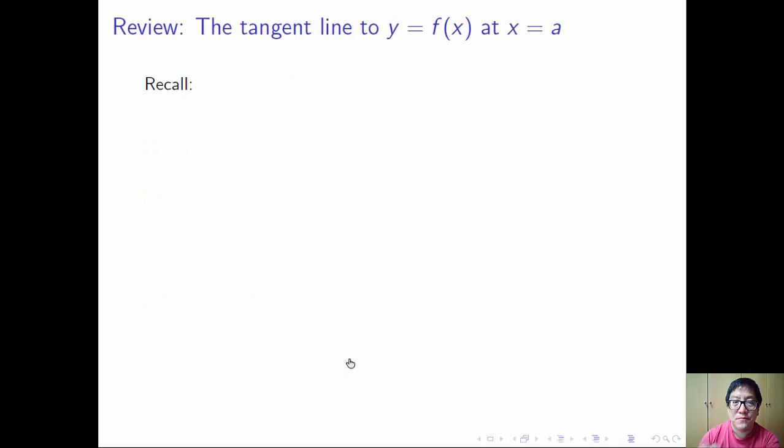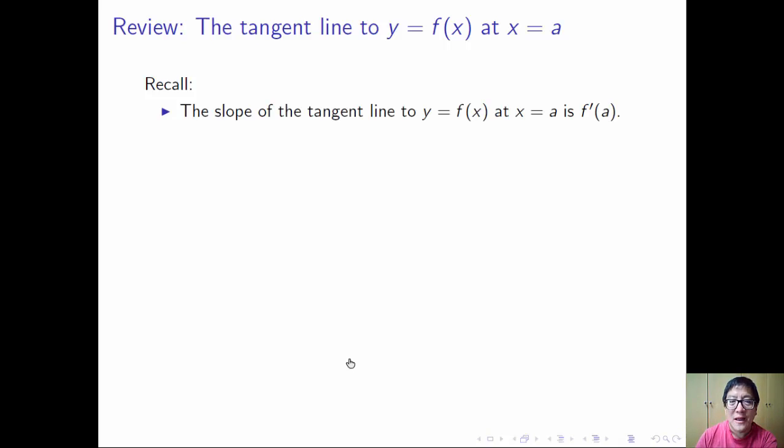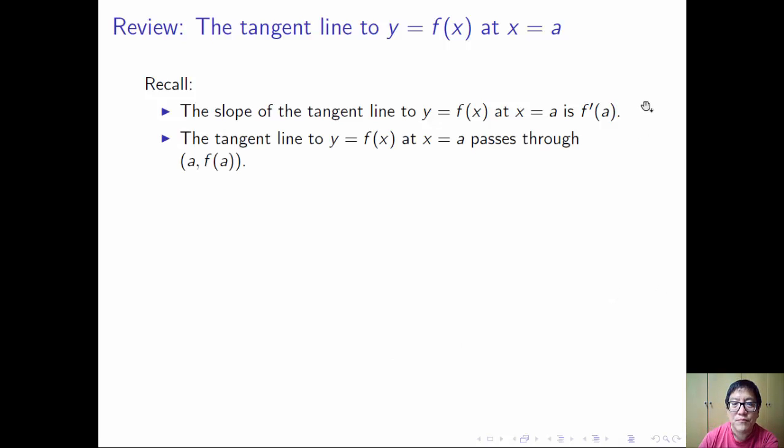Okay, so as a review, let's start by reviewing the tangent line to y equals f of x at x equals a. So recall, by which I mean, if you don't remember this, go back and review it really quickly, the slope of the tangent line to a function y equals f of x at x equals a is f prime of a. Remember, that's one of the fundamental interpretations of the derivative.